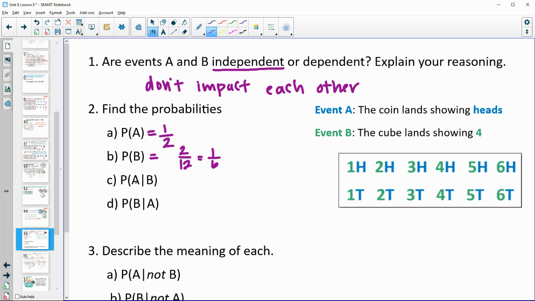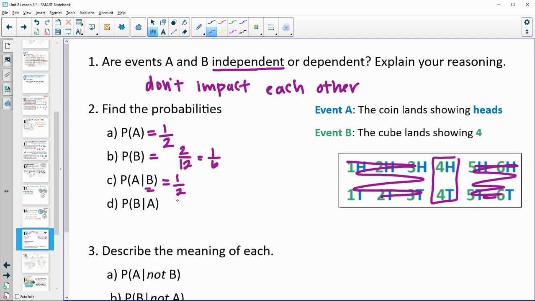What is the probability of the coin being a heads given that we know that it's a 4? So under the condition that it's already a 4. Now we know it's a 4, so we know it's not any of these other ones. What is the probability that it's a heads given we know it's a 4? This is going to be a 1 out of 2 probability.